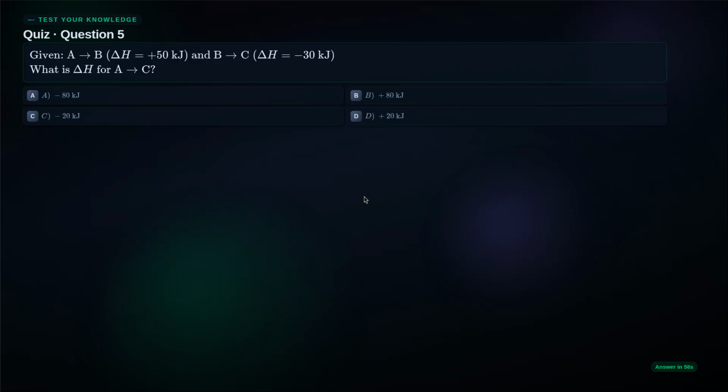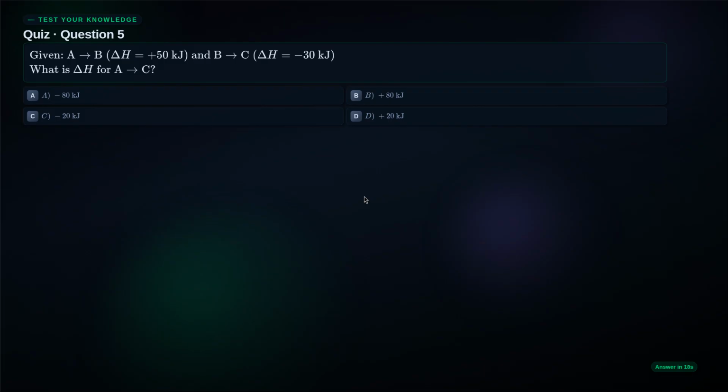Final quiz question. Given reaction A to B with ΔH equals plus 50 kilojoules and reaction B to C with ΔH equals minus 30 kilojoules, what is ΔH for A to C? Option A, minus 80 kilojoules. Option B, plus 80 kilojoules. Option C, minus 20 kilojoules. Option D, plus 20 kilojoules.